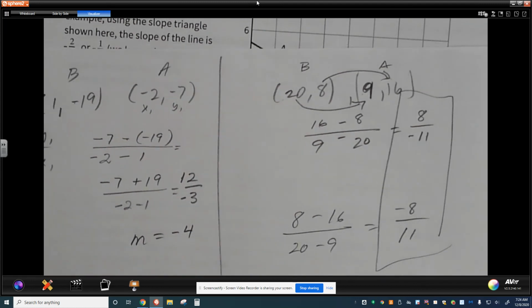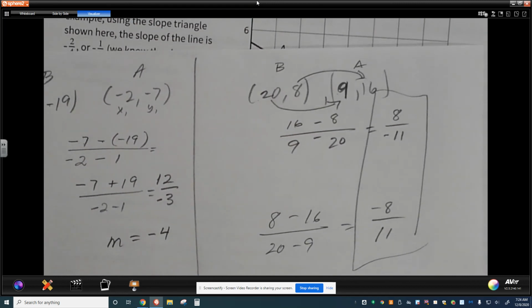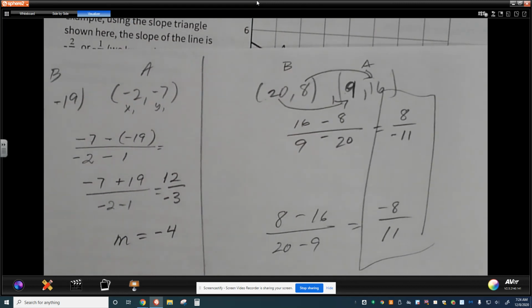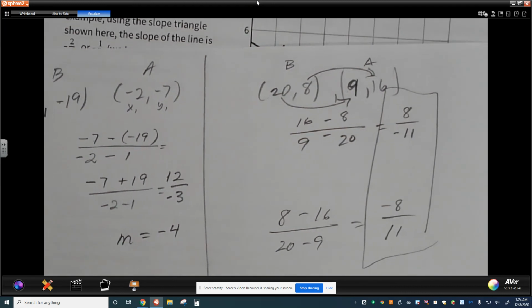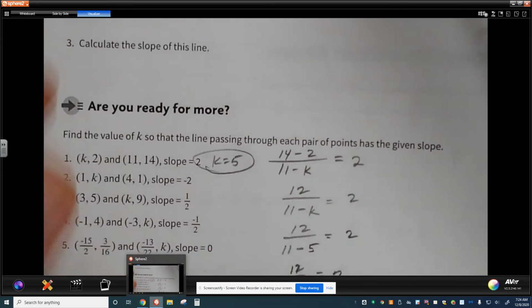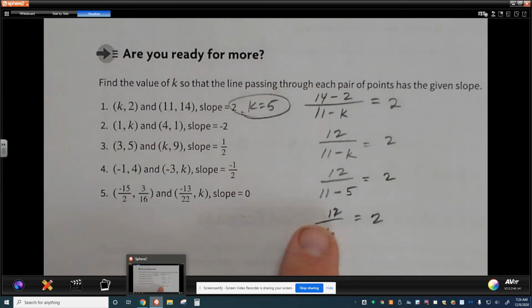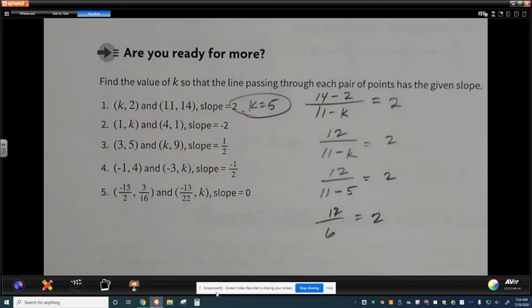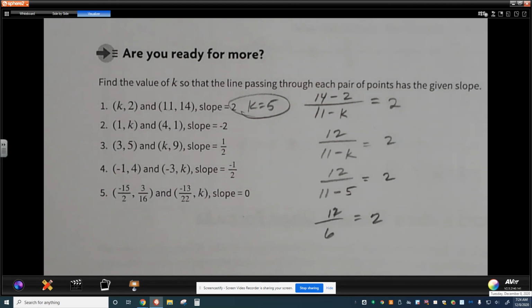So I think that's probably good for this lesson. Give me a shout out if you have any questions about how to calculate slope. Remember that there is an extra credit opportunity with that little section right here of Are You Ready for More? I've already done the first one for you. Give it a shot. Don't forget to do your homework and have a great day.